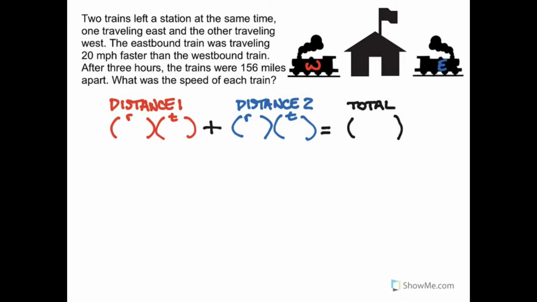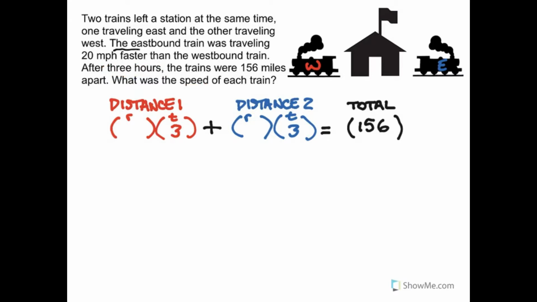I don't know the rate. That's what I'm trying to find out. What was the speed of each train? But I do know the time. It was 3 hours. And that's the same time for both trains, so I'm just going to fill it in the T spot. Now the total distance I also know, it's 156 miles, so I'm going to fill that in for the total. And so now the question is, what should I do about the rates?